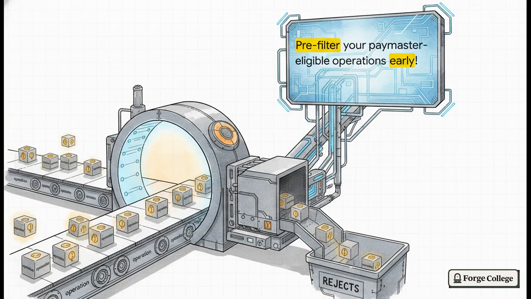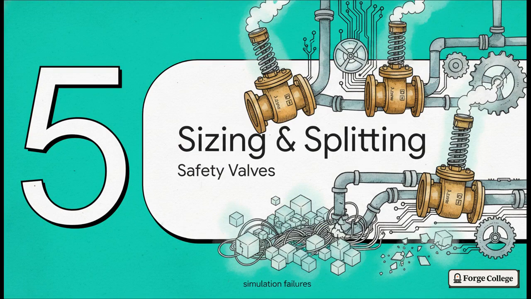And here is an absolute pro tip for your drafting board. Pre-filter your paymaster-eligible operations early. If you wait to check paymaster conditions until the full batch is already built, your bundle is virtually guaranteed to fail simulation. Seriously, check the fuel before you pack the truck. Section 5. Dynamic sizing and splitting.